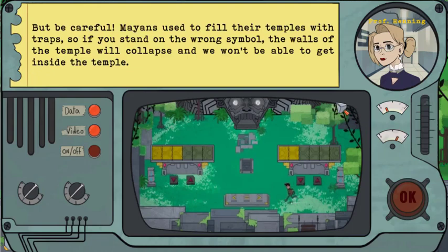But be careful. Mayans used to fill their temples with traps, so if you stand on the wrong symbol, the walls of the temple will collapse and we won't be able to get inside the temple.